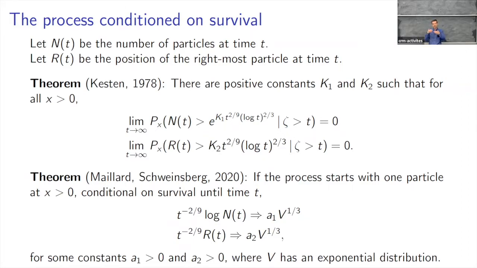So we're now able to prove a sharper result, which tells us that these log t to the 2/3 factors are unnecessary. The logarithm of the number of particles at time t and the location of the rightmost particle at time t are both of the order t to the 2/9. And more precisely, if we start from one particle at x and condition on the event that the process survives past time t, then t to the minus 2/9 times the log of the number of particles at time t, and t to the minus 2/9 times the position of the rightmost particle at time t, both converge in distribution to a cube root of an exponential random variable.